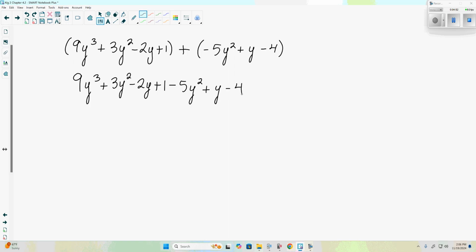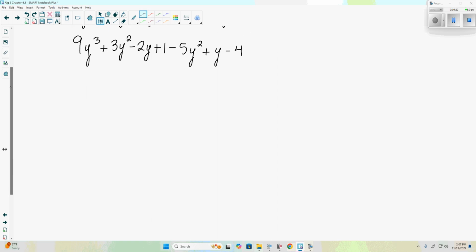Realistically, what we're doing is we're multiplying through by positive 1. Well, 1 times negative 5y squared is still negative 5y squared. 1 times positive y is still positive y. And positive 1 times negative 4 is, lo and behold, negative 4. Because with addition, it's really not going to affect either one of these parentheses. We're not multiplying through anything. It stays the exact same.